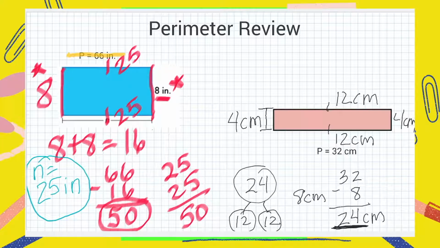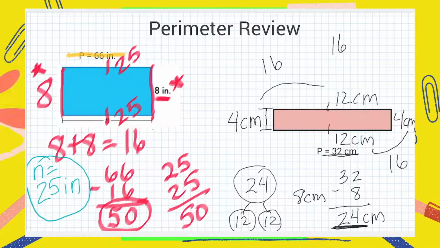I know that the perimeter is 32 centimeters. That means the sum of all these sides must add up to be 32. Let's add them up. 12 plus 4 is 16. 12 plus 4 is also 16. 16 plus 16 equals 32 centimeters. Great job.